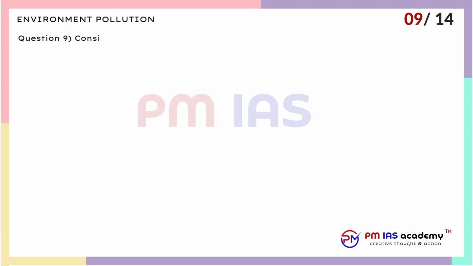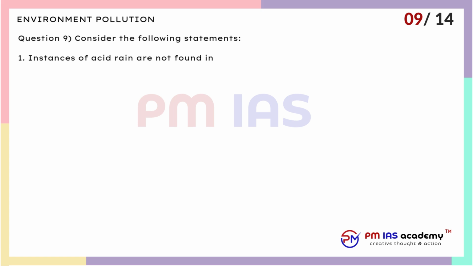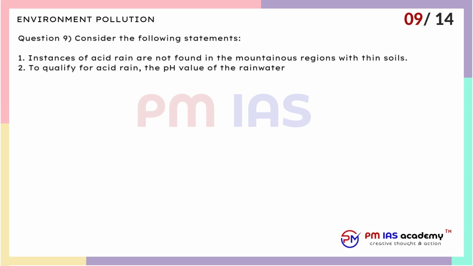Question 9. Consider the following statements. 1. Instances of acid rain are not found in the mountainous regions with thin soils. 2. To qualify for acid rain, the pH value of the rainwater must be less than 2. Which of the statements given above are correct?